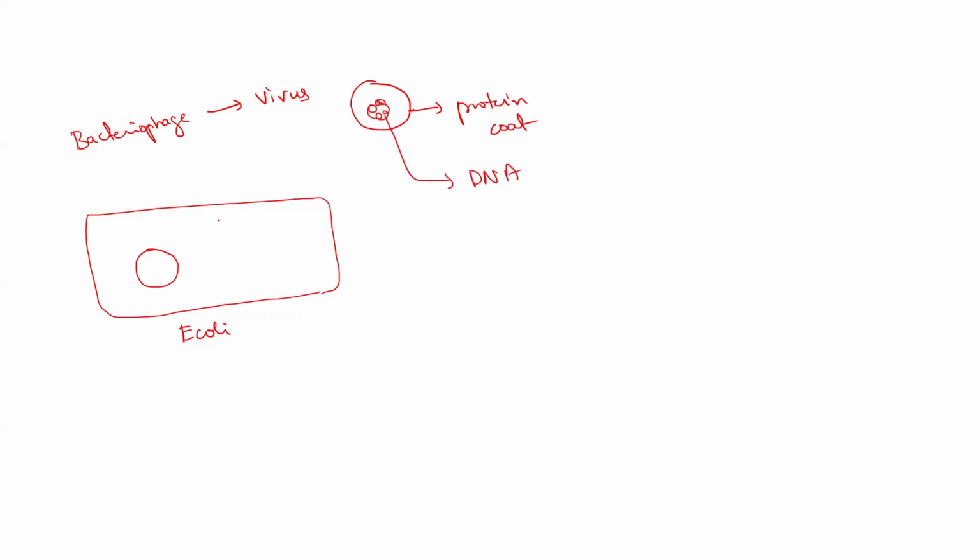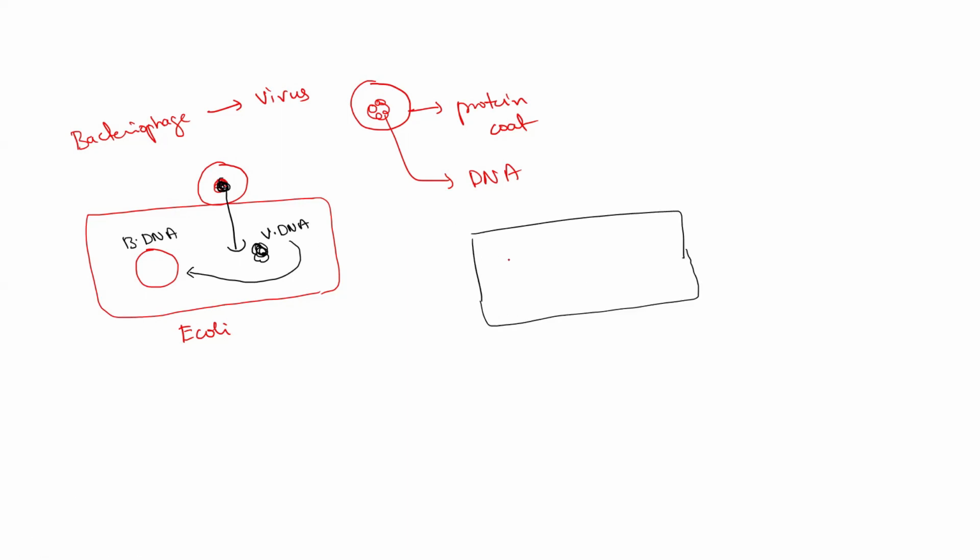So this virus will do transduction. That means it will introduce its DNA into the bacteria. Let's say this is viral DNA, vDNA, and this is bacteria DNA. This viral DNA now will become part of the bacteria DNA. That process, what do we call it? Come on guys, tell me.